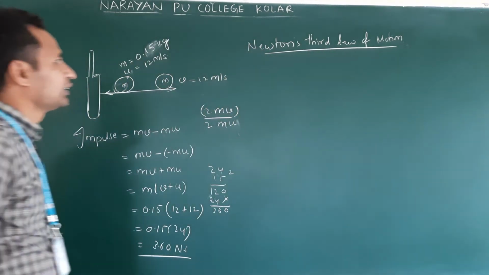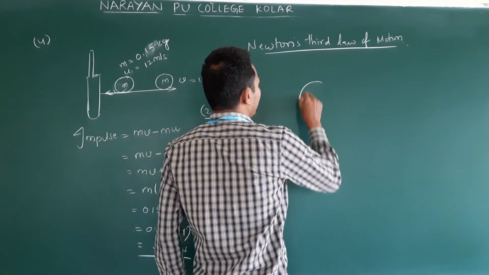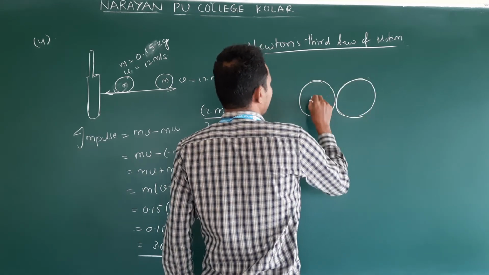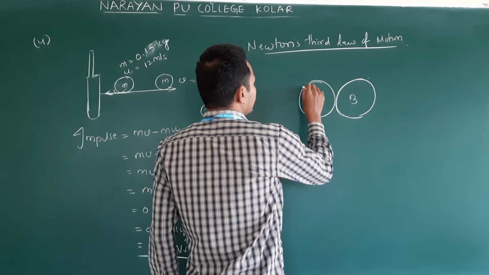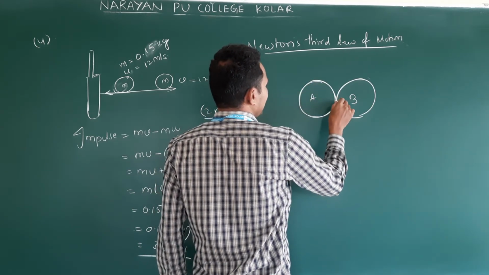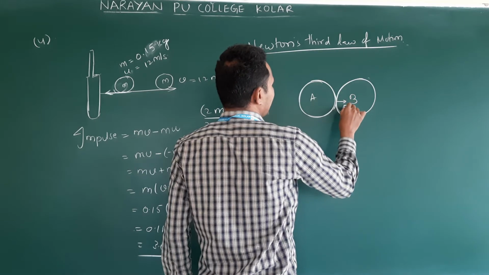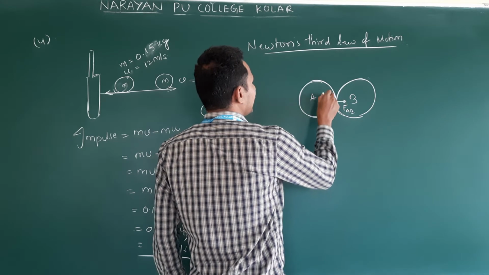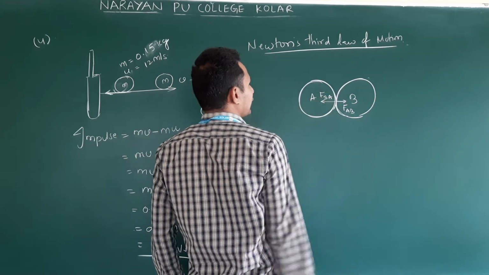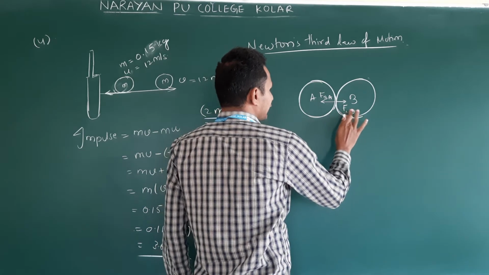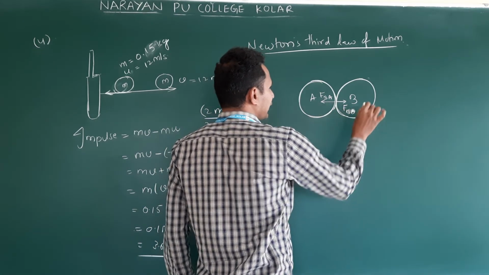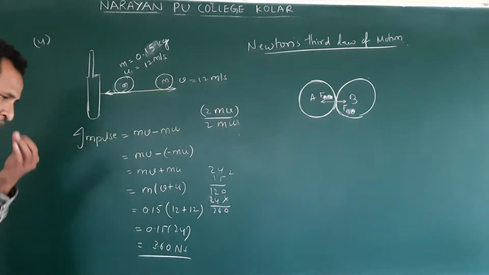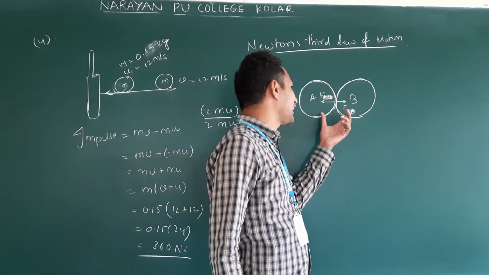Now we'll see. This is an object and this is another object. Let us say this is A and this is B, and these two are in contact. A is applying force in this direction, F_AB. Immediately B will apply the force on A. This is F_BA. We will write it: force on B by A, and this is force on A by B. Clear? In this we cannot say which is action, which is reaction.